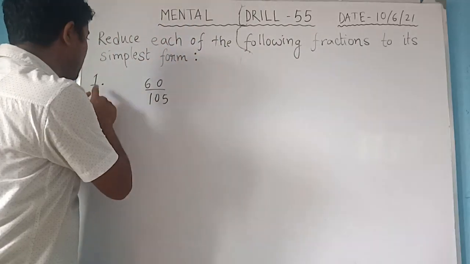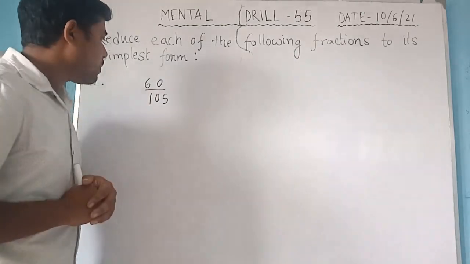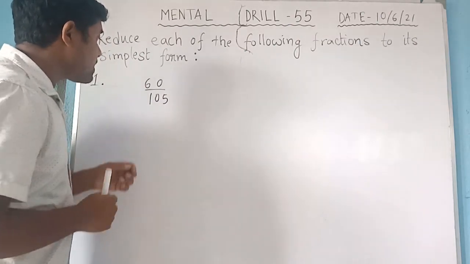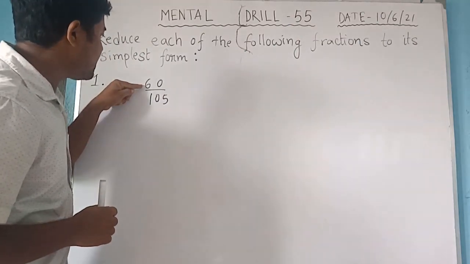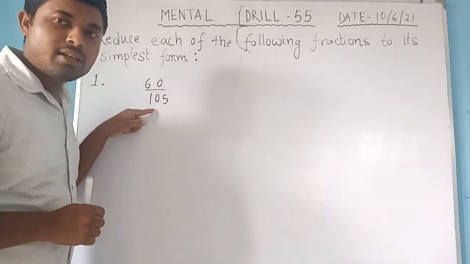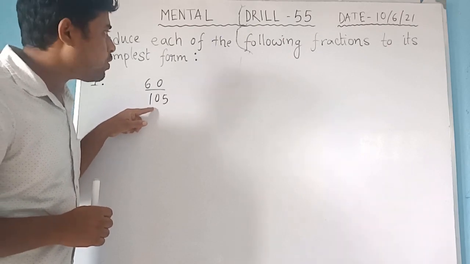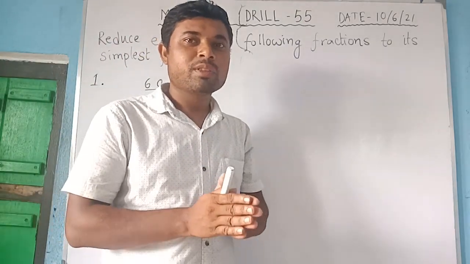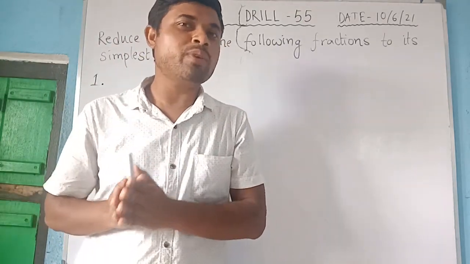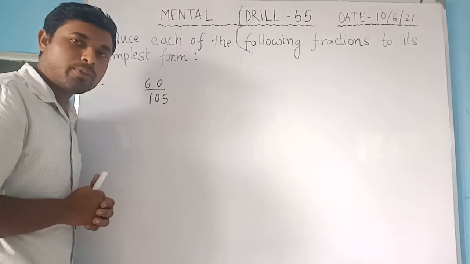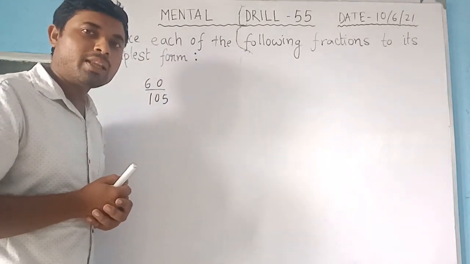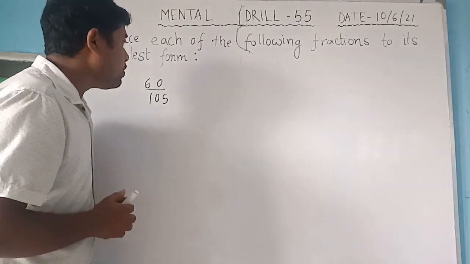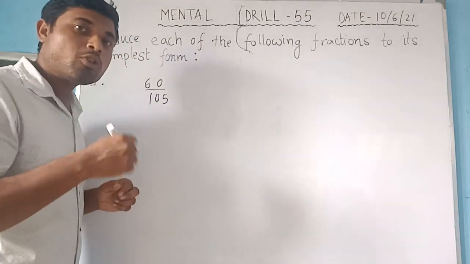But here in question 1, just see 60 and 105. Is there any common factor? Yes, by 5 you can divide 60, and by 5 you can divide 105. That means this is not in simplest form. Simplest form means the numerator and denominator have no common factor. But here there is a common factor 5, and there may be another factor also. So how to do? We'll just divide by their common factor.